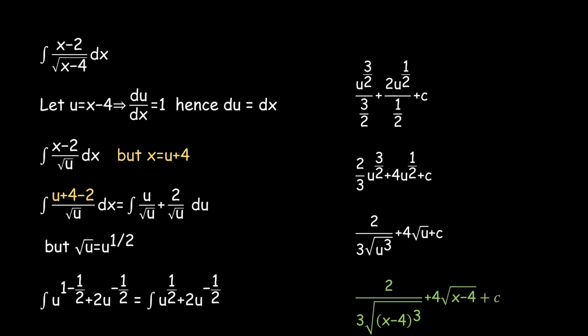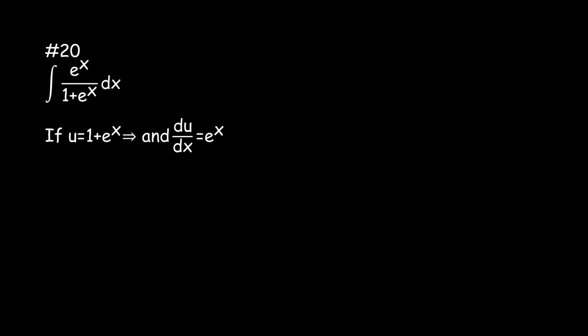Question number 20, we have the integral of e to the power x over 1 plus e to the power x. For us to integrate this, we will let the denominator be u. So if u is 1 plus e to the power x, therefore du by dx is still e to the power x. We can see that we are using the notion of basic antiderivatives here. So in this case, if we substitute each of the values, the e to the power x would cancel out and we have just 1 over u left.